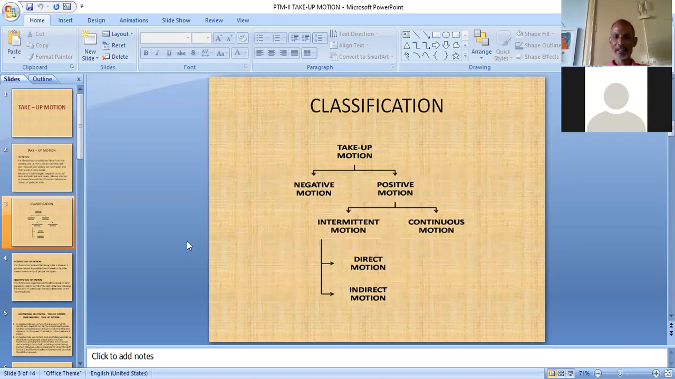Tack-up motion can be classified into mainly two categories. One is negative motion, negative tack-up motion. Another is positive tack-up motion. We will take definitions of these in coming slides. Then positive tack-up motion can be divided into two categories: intermittent type of motion and continuous type of motion. Definitions we will take separately. And intermittent motions can be categorized into two categories: direct motions and indirect motions. So I will try to explain the definitions of all these terms which are given in the classification here.